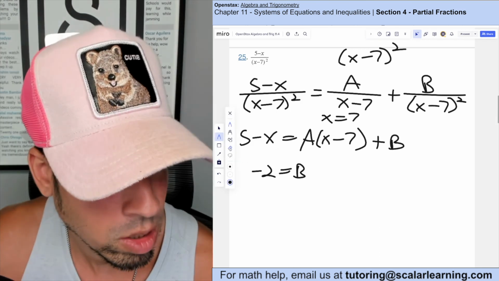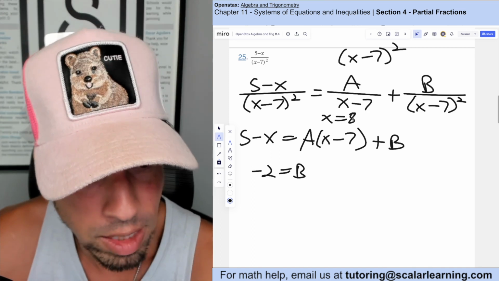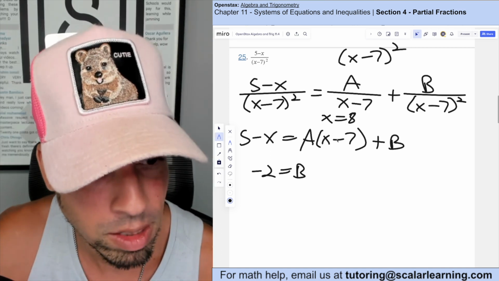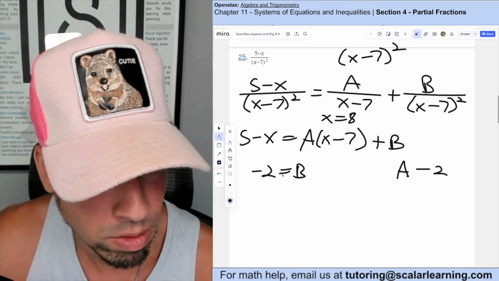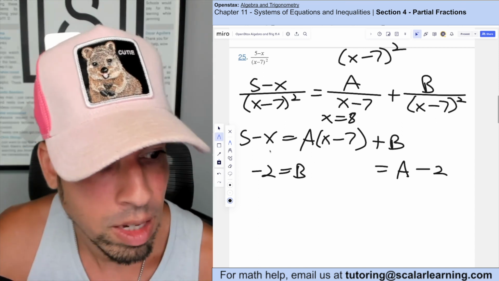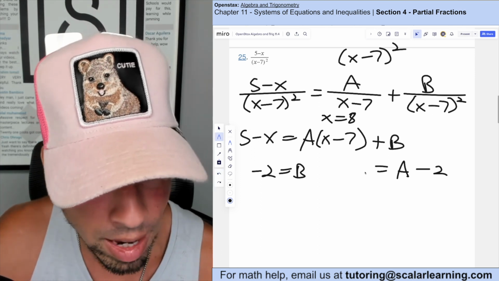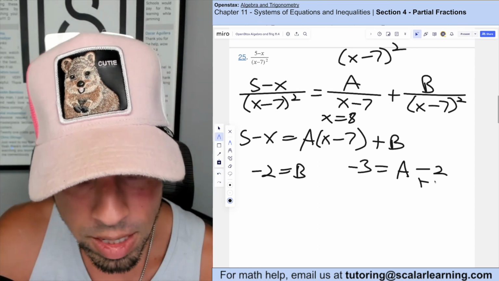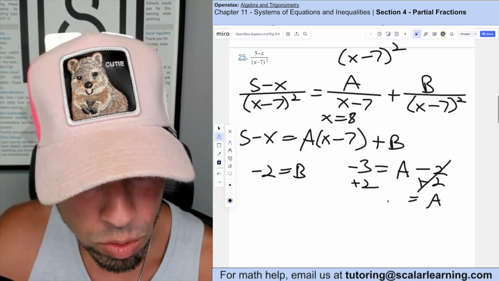Now I'm going to choose another x value. This is a little arbitrary. I could choose pretty much anything, but I'm going to choose 8 just to make it simple, because 8 - 7 is 1, so that's 1A. I'm going to replace B with -2. And then we got 5 minus, again, we chose 8 for x, 5 - 8 is -3. Last step, we're going to add 2 to both sides, and we get A is equal to -1.